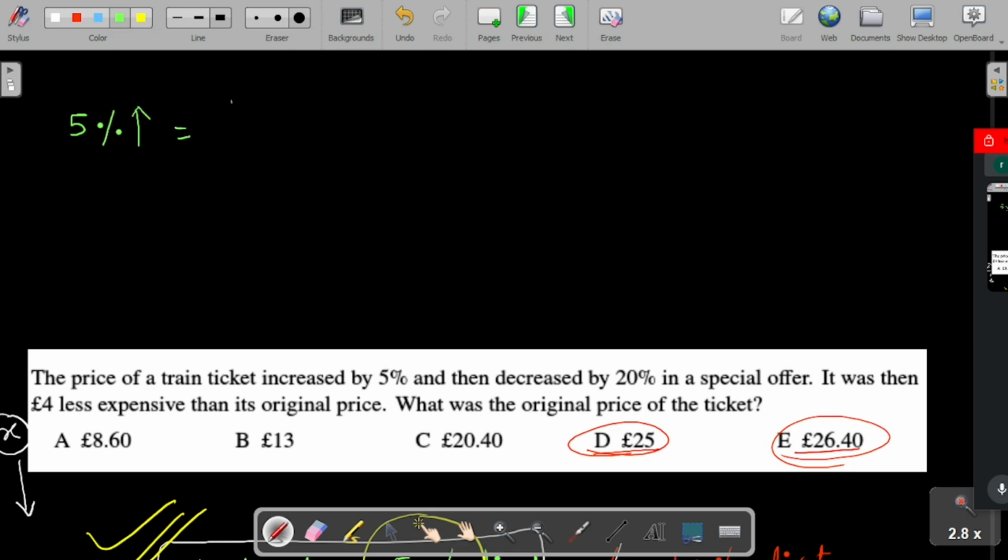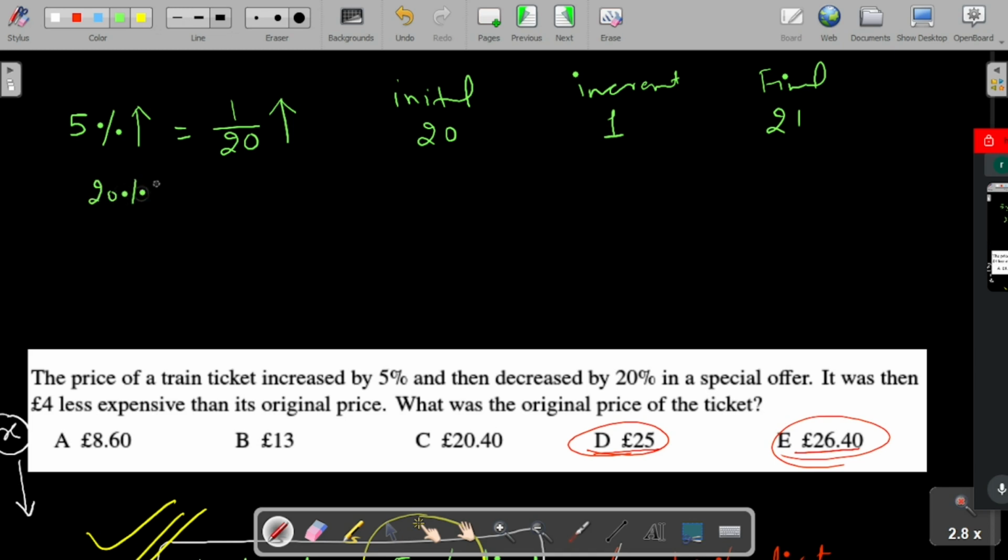5% increase means 1 by 20 increase. It means, please write here, it's initial, it's increment, and it's final. So what's the initial? Initial was 20, increment was 1. So final is 21.